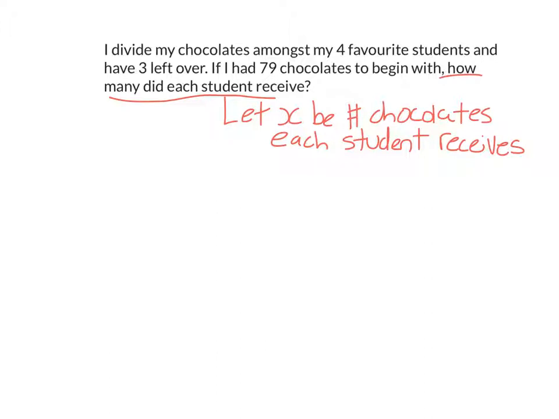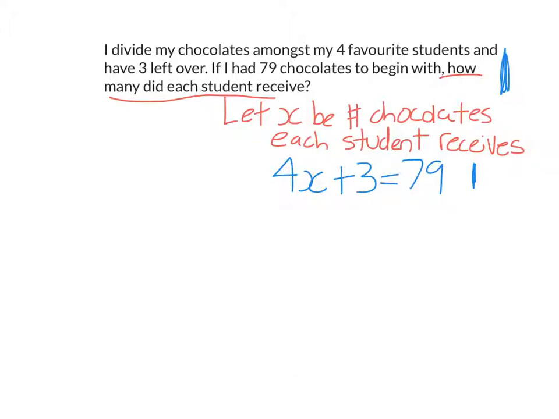So after I've defined my variable, the next step is to write an equation. Basically, I rewrite the information in the question, but I write it only using mathematical symbols and numbers. So I want to say 4 lots of chocolate plus 3 left over gives me 79. So now I've turned this worded problem into an equation that I can solve just like the ones on the previous slides. And from here it's really easy.